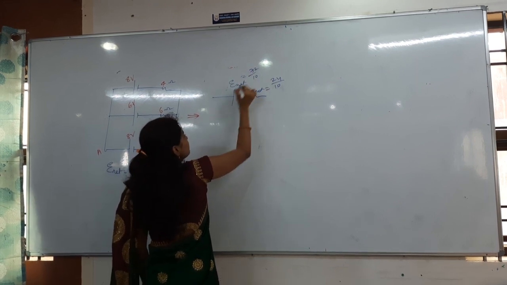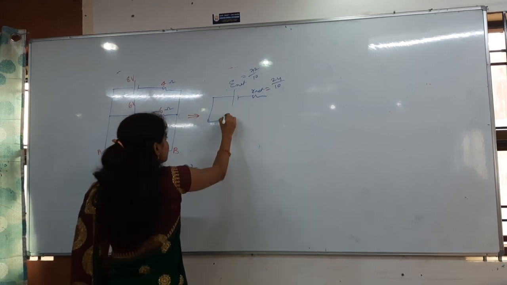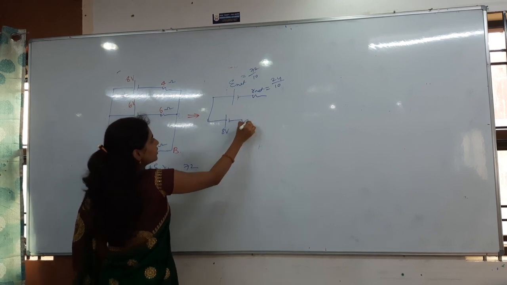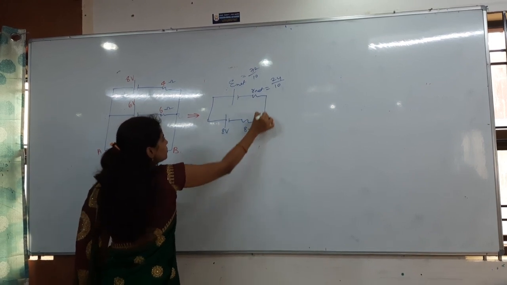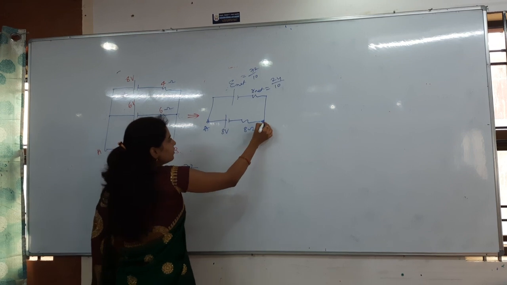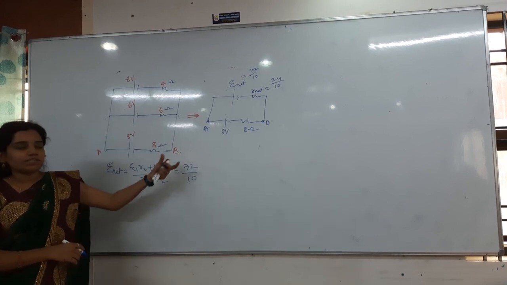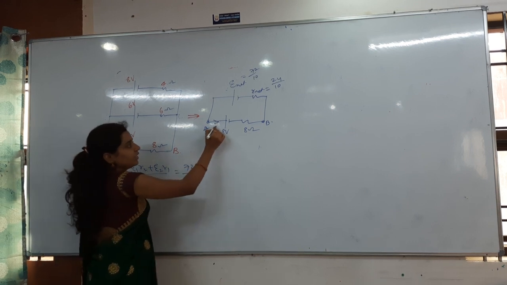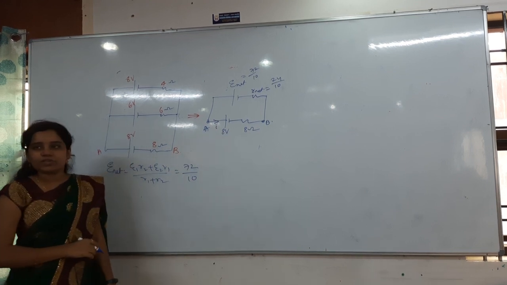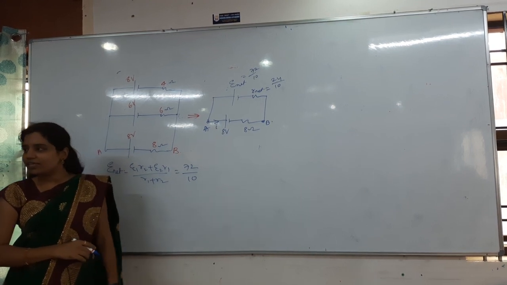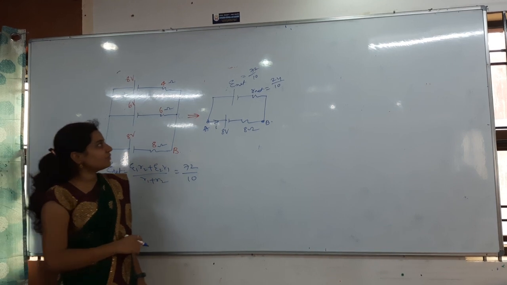And this is 72 by 10. And here the external battery is of 8 volts and the external resistance is of 8 ohms. Now this is point A and this is point B. Now you have to find out the I value here in this branch AB. So how to get that? Net EMF by net resistance only. What is the net EMF here?